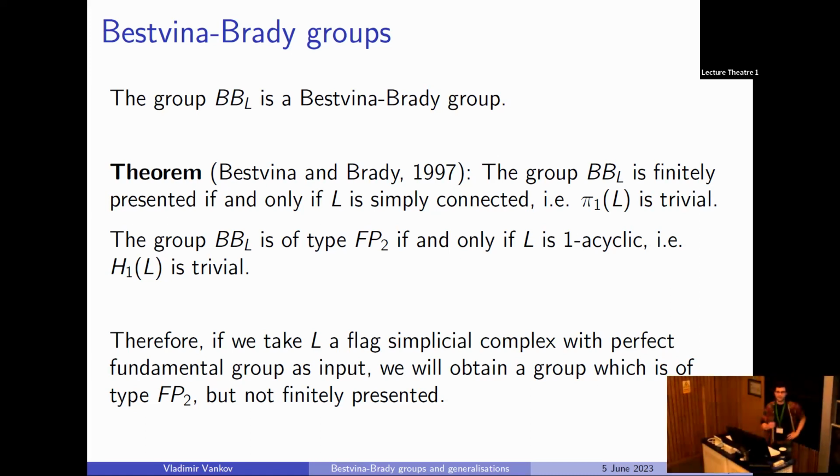Yeah, there's many examples. And I guess these days people have also thought of other ways of constructing groups of type FP2 that are not finitely presented, that don't use this Bestvina-Brady machinery at all. Because really the thing that's working in the background here is a Morse theory argument. Okay.